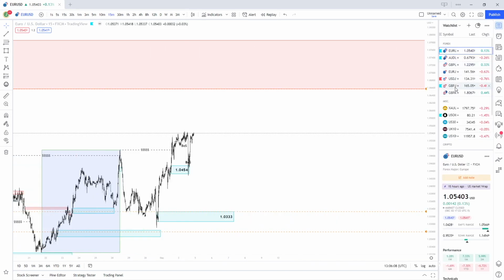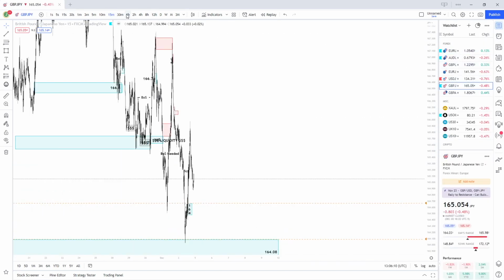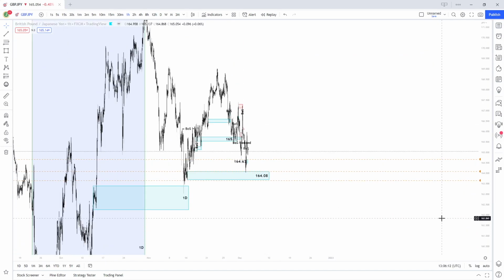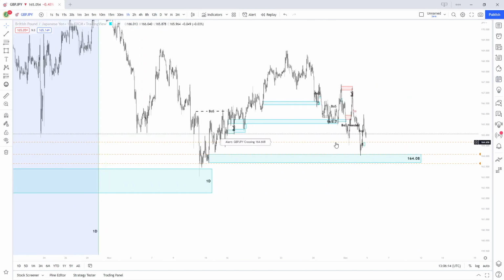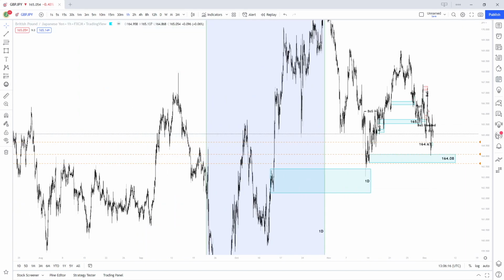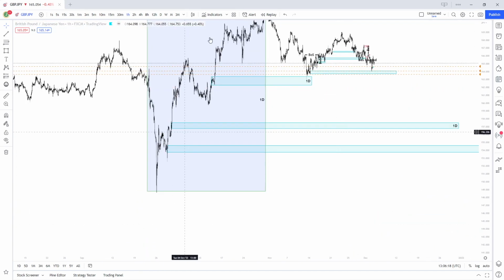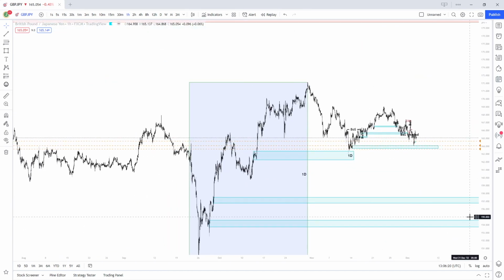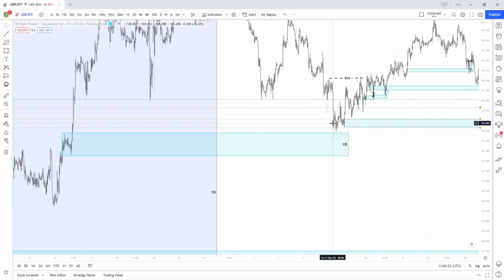So another one I've been watching pretty closely is the pound yen. Again, another one that I've been watching for some time now. Ever since we had that 1 day demand zone tap in the scheme of this structure, we see that I believe it was on the 11th of November.